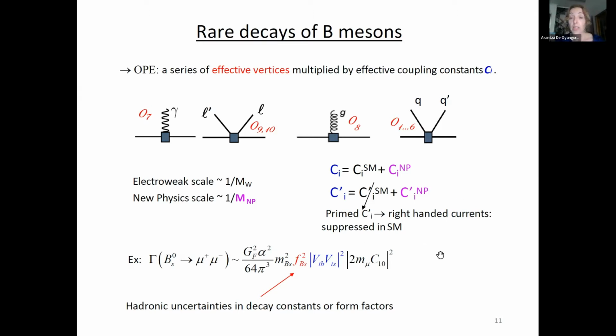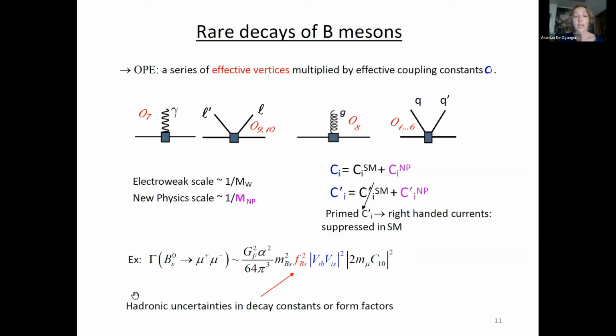What I wanted to say is that in the standard model, the right-handed currents are suppressed. The C prime coefficients are supposed to be 0, so you should not have any C prime coefficients. They are related to the right-handed currents. If you experimentally find something related to these C prime coefficients, that will mean that you have some right-handed currents which are not predicted by the standard model.